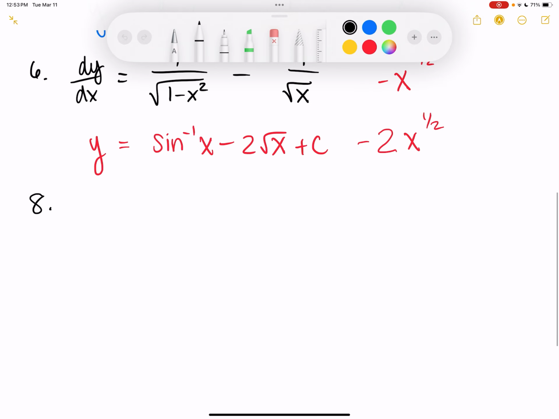Okay, so we're finding the general solution, so basically just the antiderivatives here. So number 8, dy/dt, this one's in t, equals the cosine of t times e to the sine of t. And I need the antiderivative of that. It's not as hard as it looks like it's going to be.